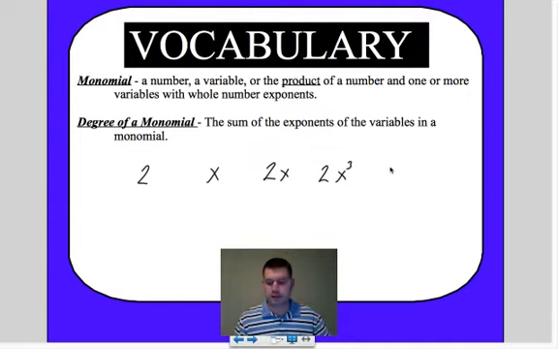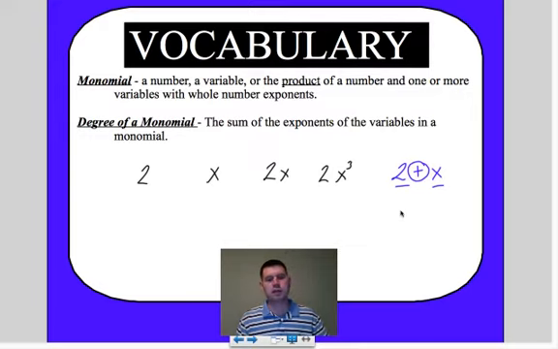Now, one that is not a monomial would be to say 2 plus x because of the addition. Okay, the addition makes it not a monomial. That makes it actually two terms. You have the 2 and the x, so therefore it's not a monomial.